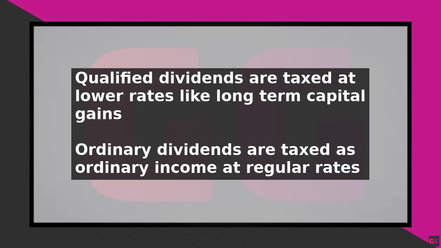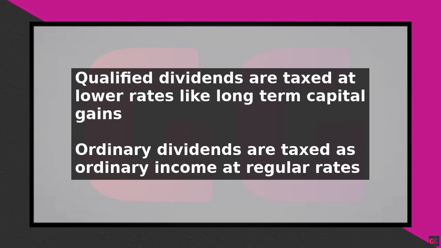The main difference between qualified and ordinary dividends is the tax rate. Qualified dividends are taxed at a lower rate, which is the same as the long-term capital gains tax rate. This rate is 0, 15, or 20%, depending on the investor's tax bracket. Ordinary dividends, however, are taxed as ordinary income, which means they are subject to the investor's regular income tax rate.